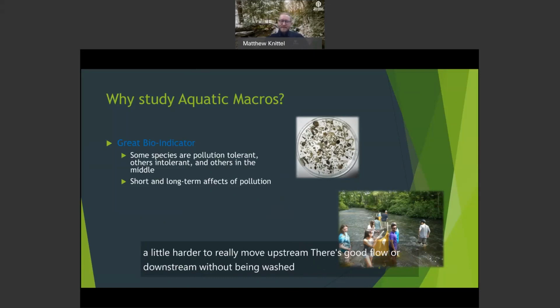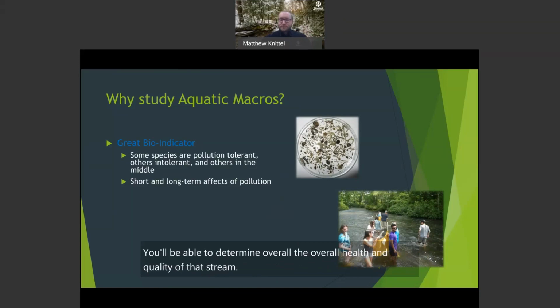So they kind of stick in the same general area in their stream for their life. And that's what allows them to be such a great indicator, because if there's an issue right in that spot, it's going to impact the diversity of those macroinvertebrates for an extended period. So if you're sampling the macroinvertebrates over time, you'll be able to determine the overall health and quality of that stream.